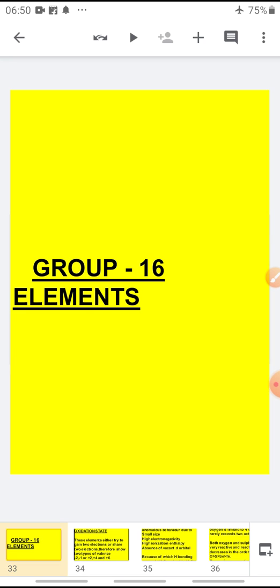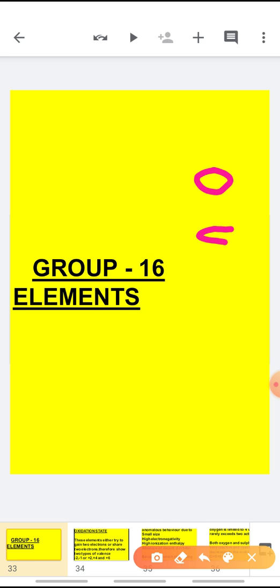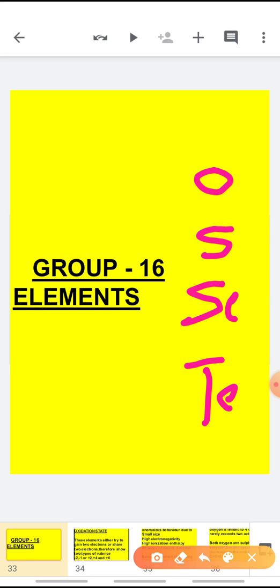Children, in the previous presentation, we finished the 15th group, that is the nitrogen family. The elements present in the nitrogen family are nitrogen, phosphorus, arsenic, antimony and bismuth. After that, in the live class, we started with the elements present in group 16 of the periodic table. Those elements are oxygen, sulfur, selenium, tellurium and polonium.